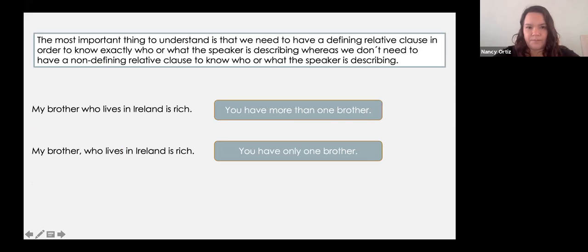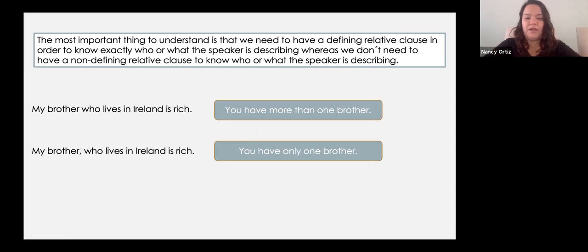All right. Now, summarizing the importance and the differences between these clauses, okay? The most important thing to understand is that we need to have a defining relative clause in order to know exactly who or what the speaker is describing, whereas we don't need to have a non-defining relative clause to know who or what the speaker is describing. Remember, the non-defining one just adds extra elements, okay?